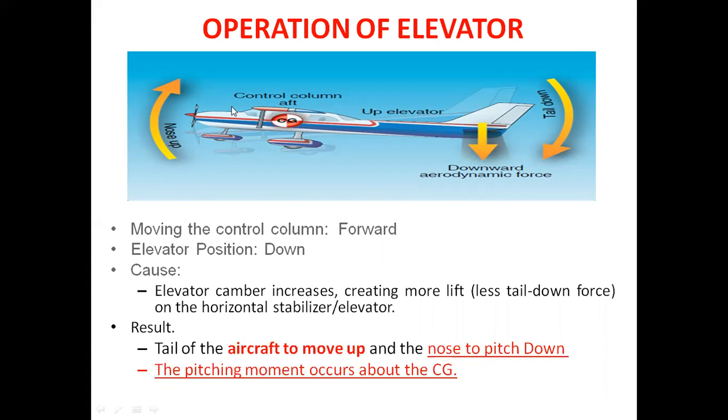In the second case, moving the control column forward, the elevator position is down, which causes the elevator camber to increase, creating more lift. Now there is less tail down force on the horizontal stabilizer and elevator. This will result in the tail of the aircraft moving up and the nose of the aircraft pitching down. All the pitching moment occurs about the center of gravity. This is all about the elevator.